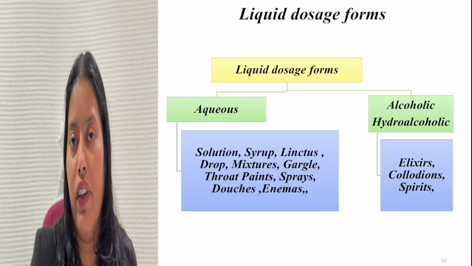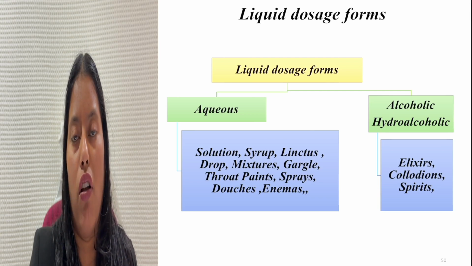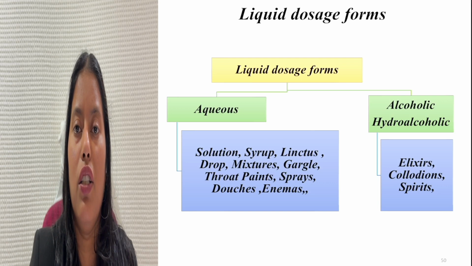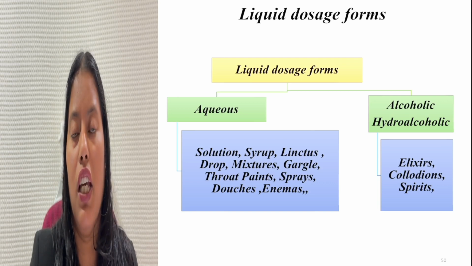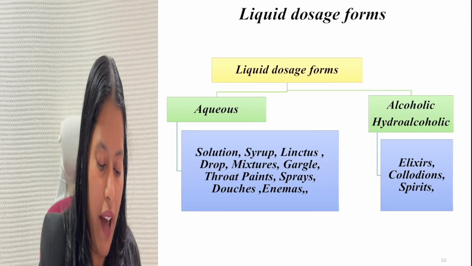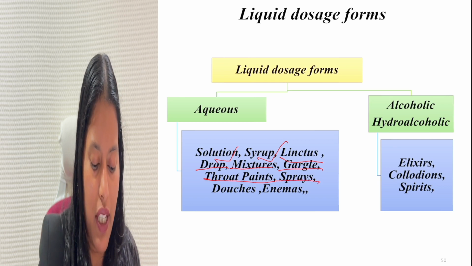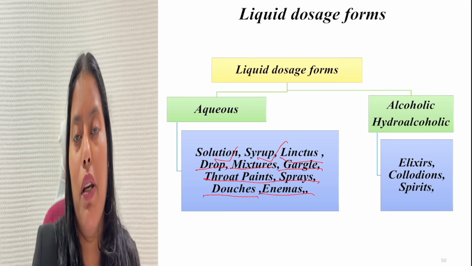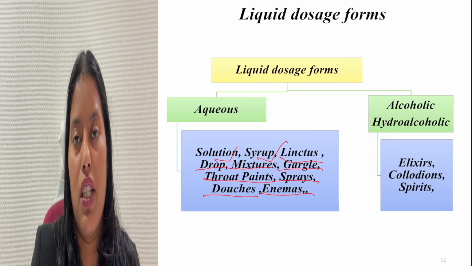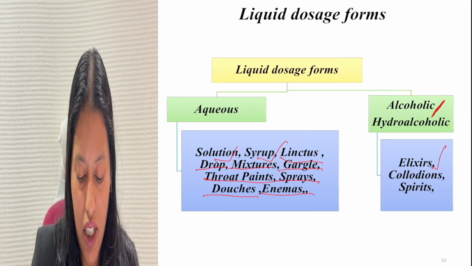classification based upon whether they are aqueous or alcoholic or hydroalcoholic. You know that the solvent system may be aqueous, but if the drug solubility is less, you can use alcohol to solubilize it. So in case of aqueous, you have solution, various syrups, linctus, drop, mixture, gargles, throat paint, sprays, douches, enemas. These are some examples which come under aqueous solvent system or aqueous vehicle system liquid dosage forms. And in case of alcoholic or hydroalcoholic, you have elixir and spirit.